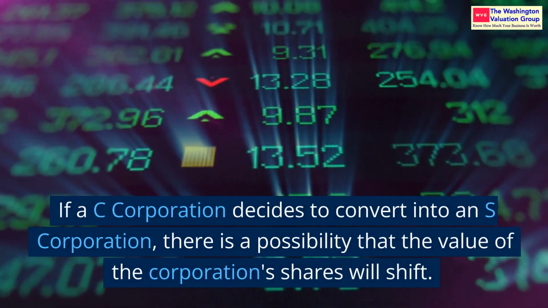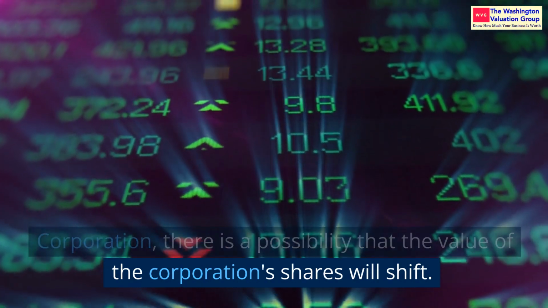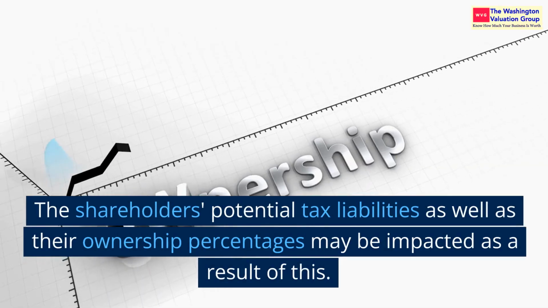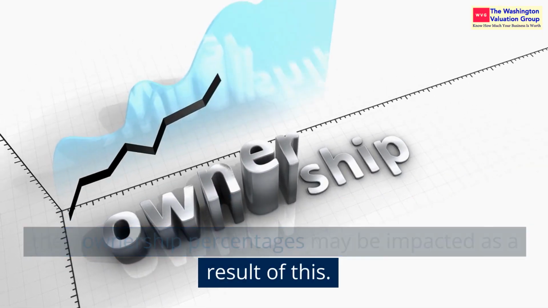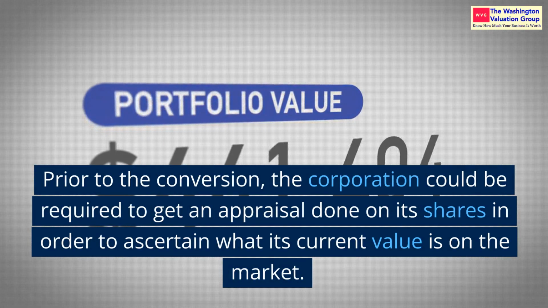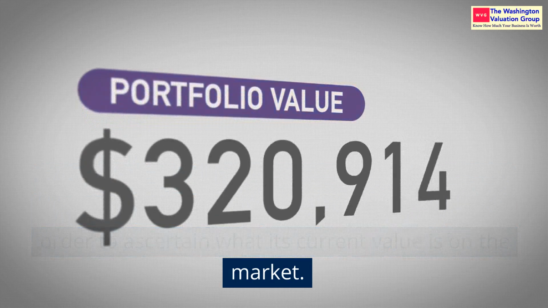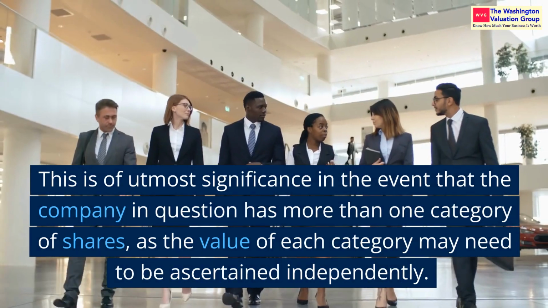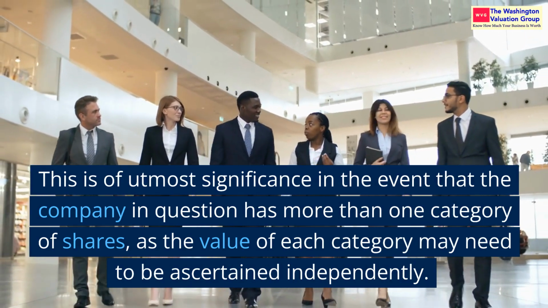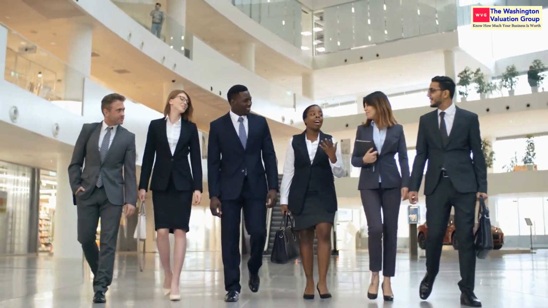Valuation of shares. If a C corporation decides to convert into an S corporation, there is a possibility that the value of the corporation's shares will shift. The shareholders' potential tax liabilities as well as their ownership percentages may be impacted as a result of this. Prior to the conversion, the corporation could be required to get an appraisal done on its shares in order to ascertain what its current value is on the market. This is of utmost significance in the event that the company in question has more than one category of shares, as the value of each category may need to be ascertained independently.